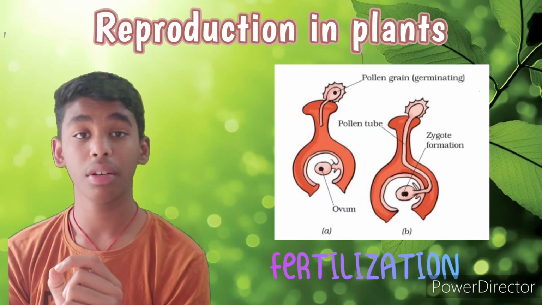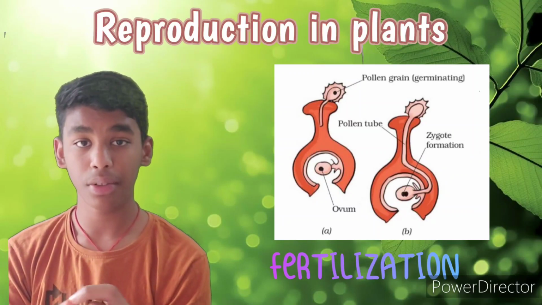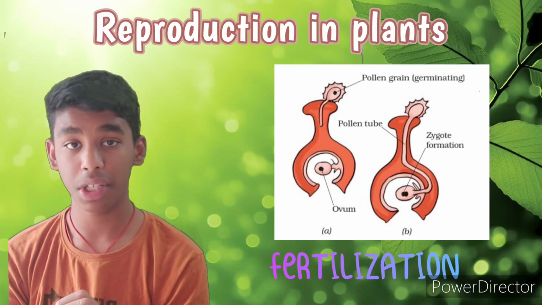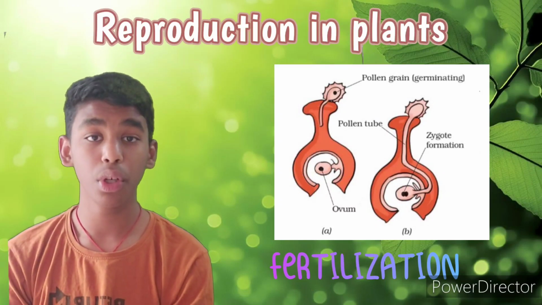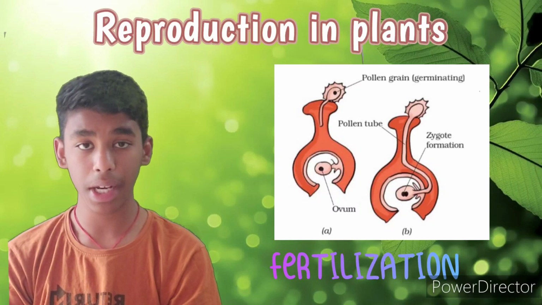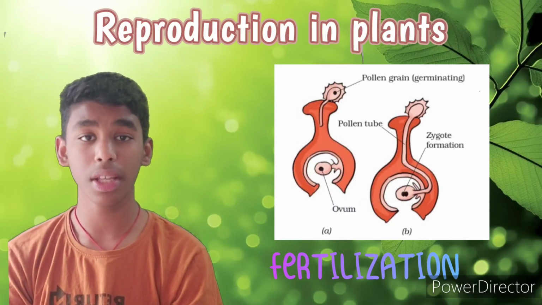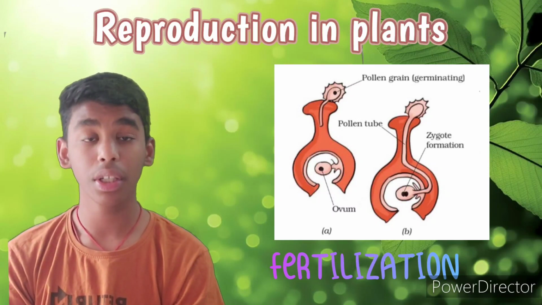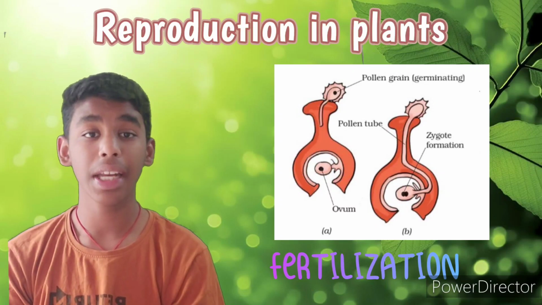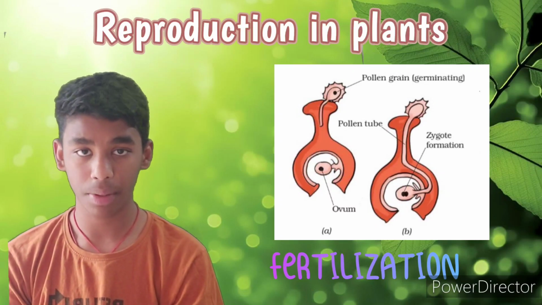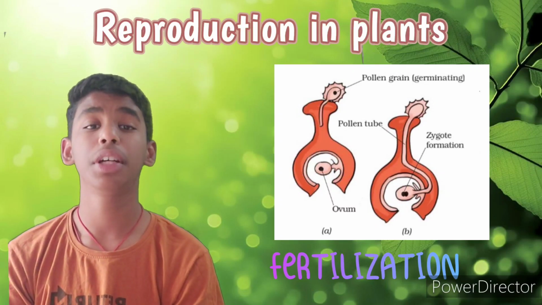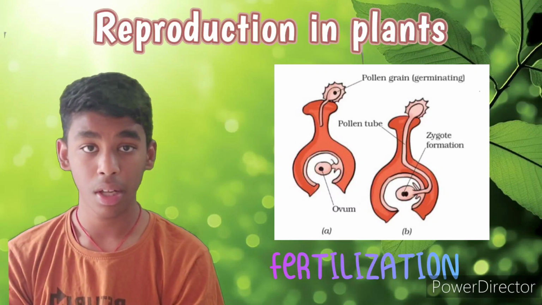When that male part goes to the female part in the ovary, they both combine to form a thing called a zygote. In the zygote, the fruit develops, and in the fruit, the seeds develop. So this is all about the fertilization process.